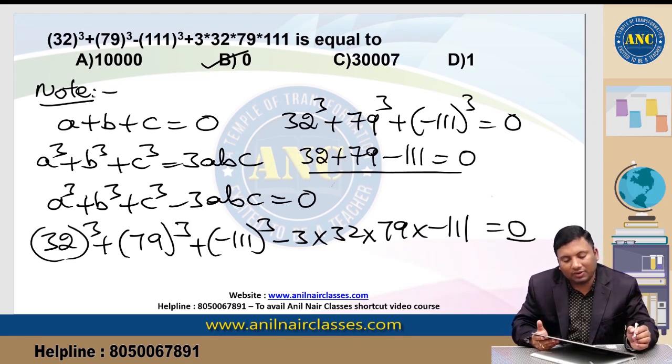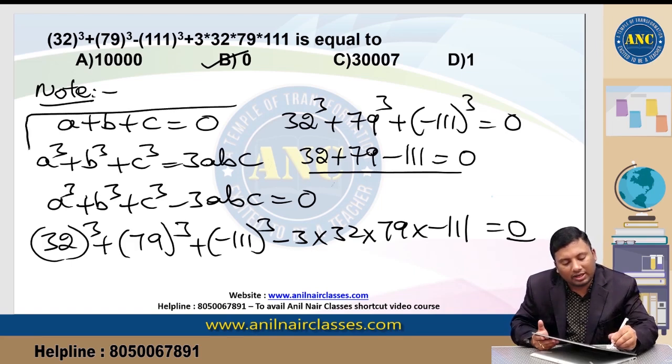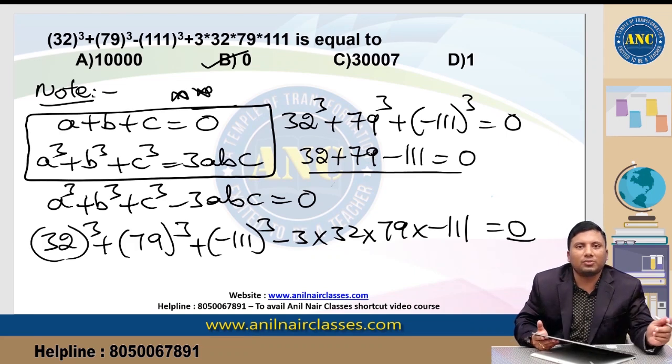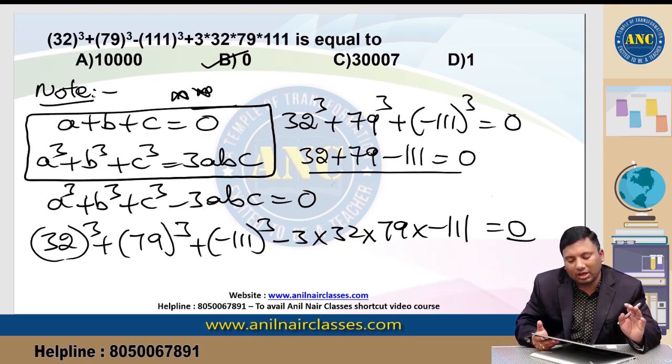This is one way of solving the question based upon the identity: if a plus b plus c is 0, a cube plus b cube plus c cube is 3abc. Again I am explaining. This is one way to solve.